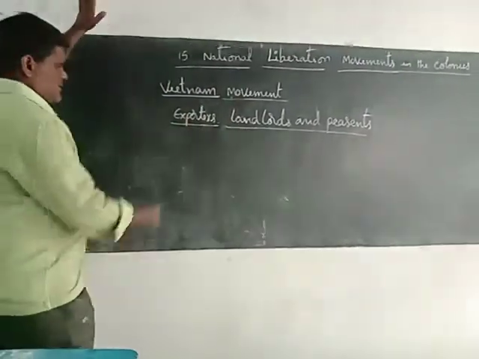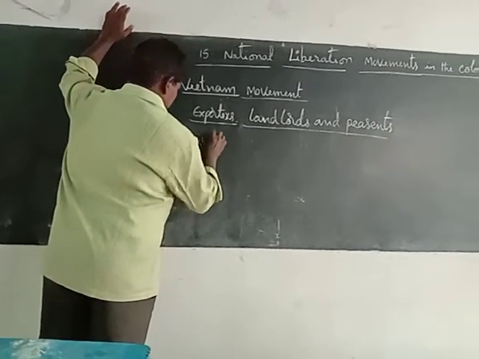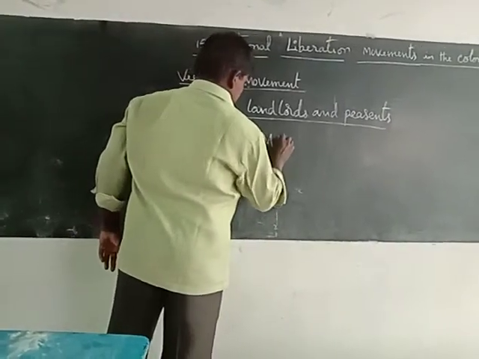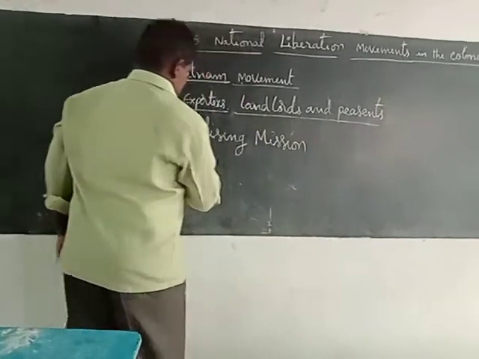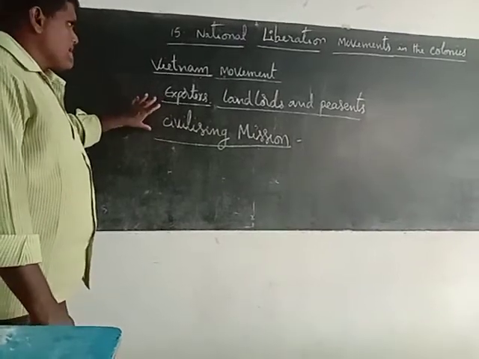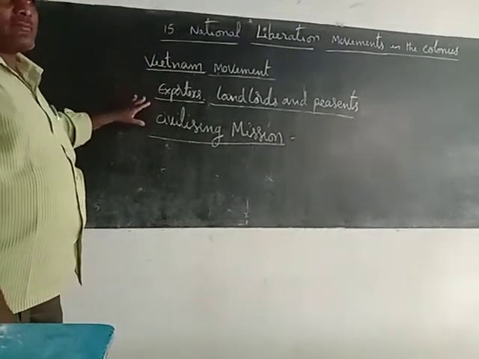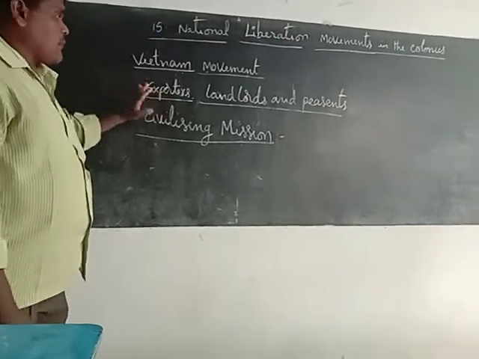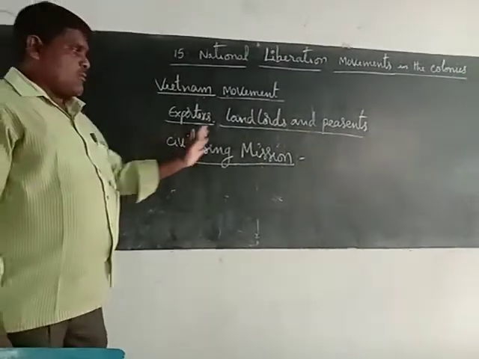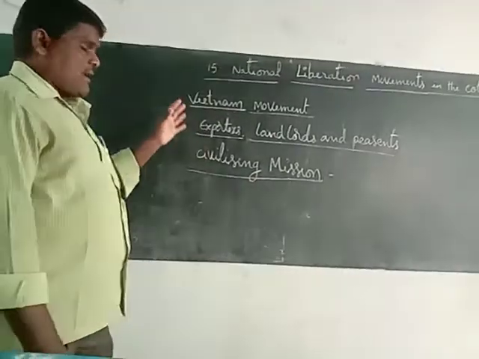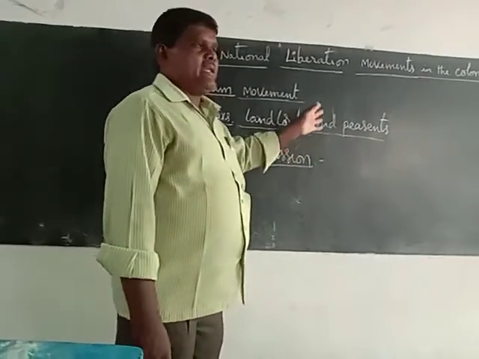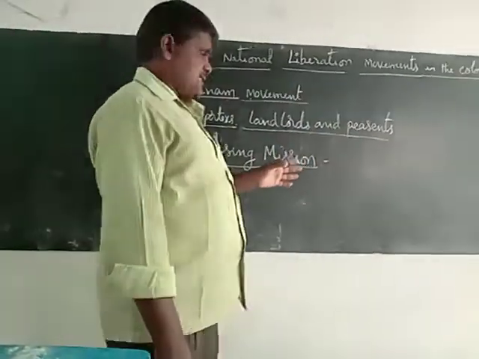The next topic is the civilizing mission. The French people considered Vietnam an uncivilized country. Why? This was the idea of the French people. In Vietnam there was no modern education. In terms of education, everything was completely backward. There was no modern education.